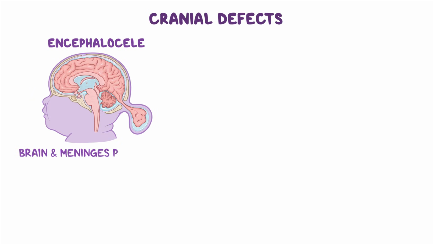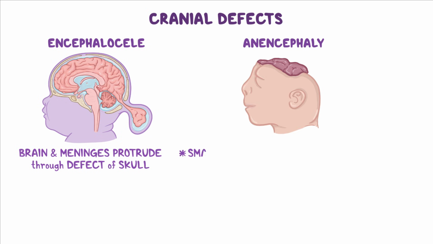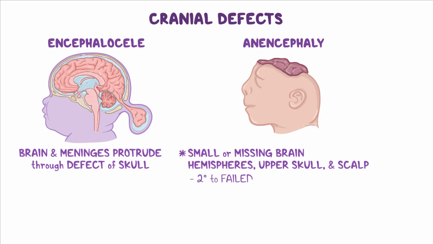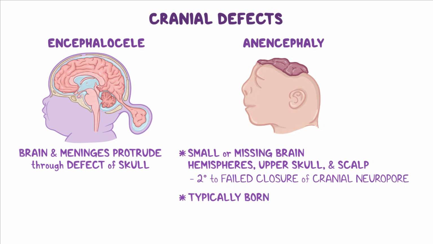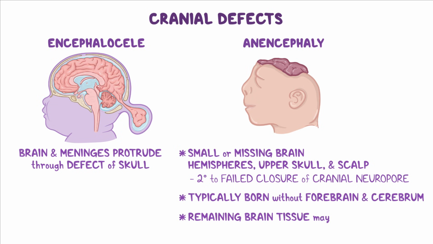Second, cranial defects are mostly represented by encephalocele, and it is when the brain and the meninges protrude through a defect of the skull. Another cranial defect is anencephaly, which is where the infant has small or missing brain hemispheres, upper skull, and scalp, secondary to failed closure of the cranial neuropore. These infants are typically born without both a forebrain and a cerebrum, and the remaining brain tissue may be exposed.